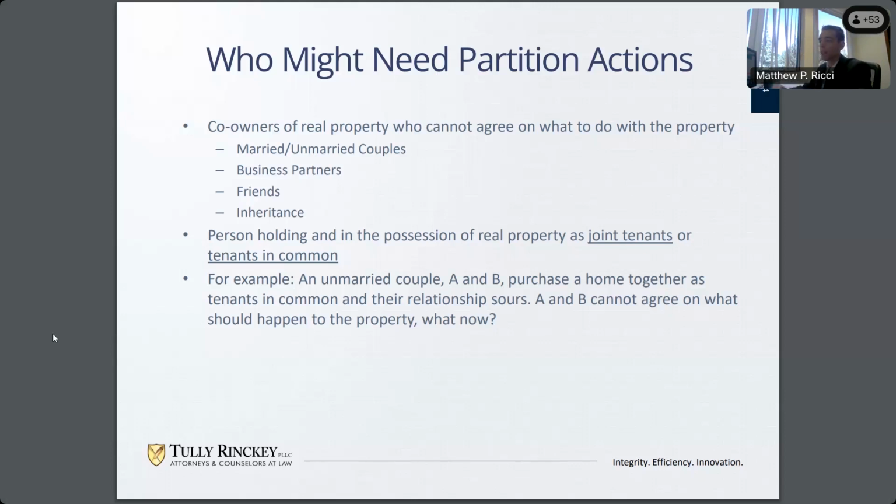Basic example here: an unmarried couple, A and B, purchase a home together as tenants in common. They each have equal interest in the property, but their relationship sours and they break up. Now they're left with a property, both of them are named on the deed, but they cannot agree on what should happen to it, whether it should be sold, or whether one person wants to remain in possession. What now? So next slide, please.